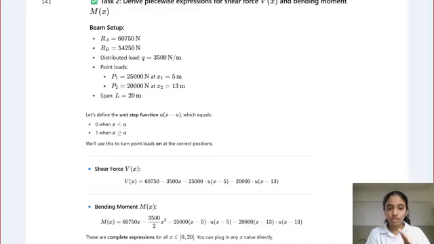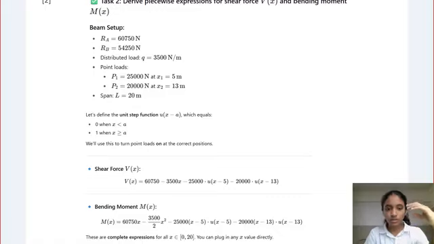Then see the shear force equation. We know that shear force is taken at any point by considering the distance of the point from the fixed end, as this is a simply supported beam. Then we get the equation as 60750. 60750 is the RA value, and 3500 is the UDL acting on it.